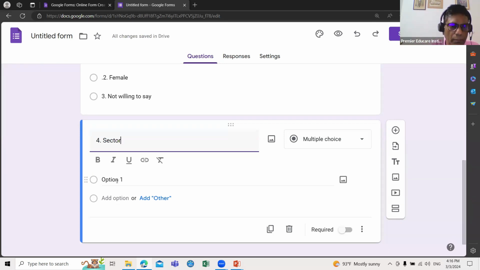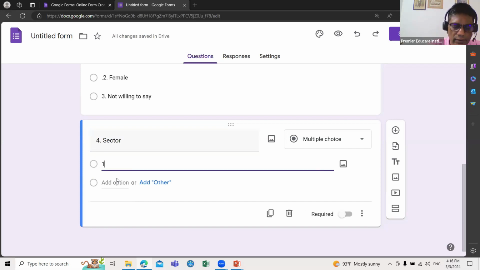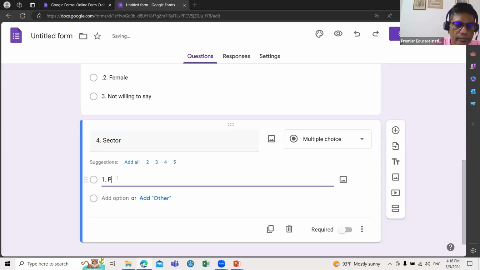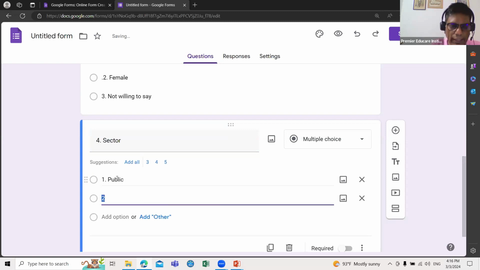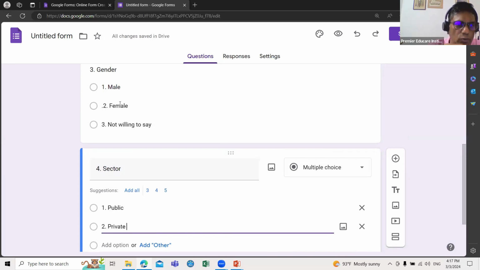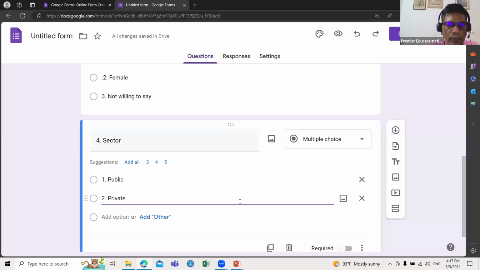So option number 1 is public. Click enter. 2 is private, right? Okay. Now up to now it is okay. Questions number 3 and 4 are multiple choices. Multiple choices means you can click only one box, right? Remember, so very clearly.